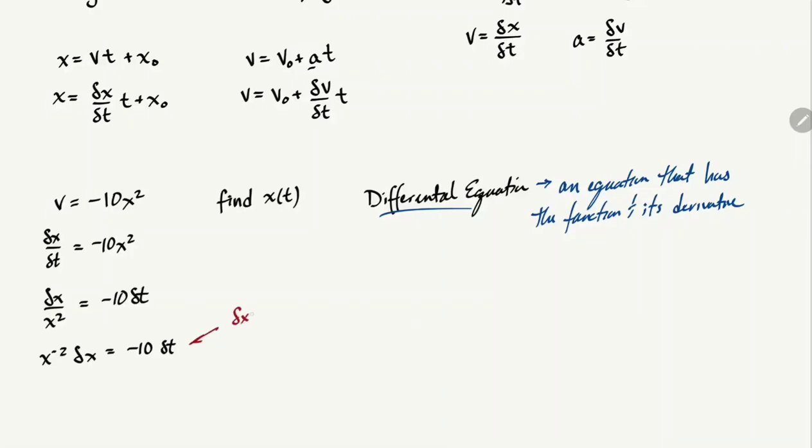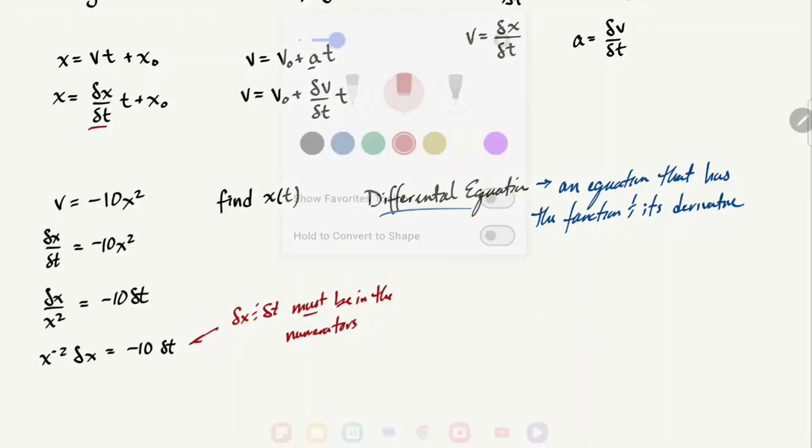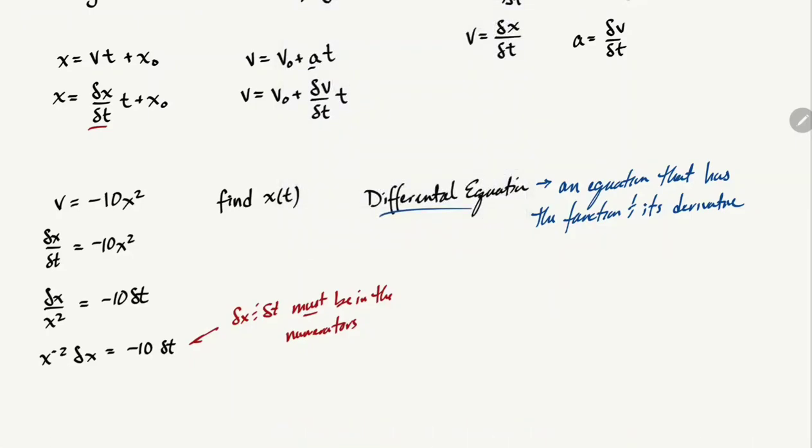Your dx and dt. Whenever you have those differential pieces, they must be in the numerator. They can't live in the denominator. If they end up in the denominator like they were over here, you got to do algebra to get them in the numerator. It's not a heavy lift, but it's something you got to keep in mind. So now that we have this, all we're going to do is integrate both sides.